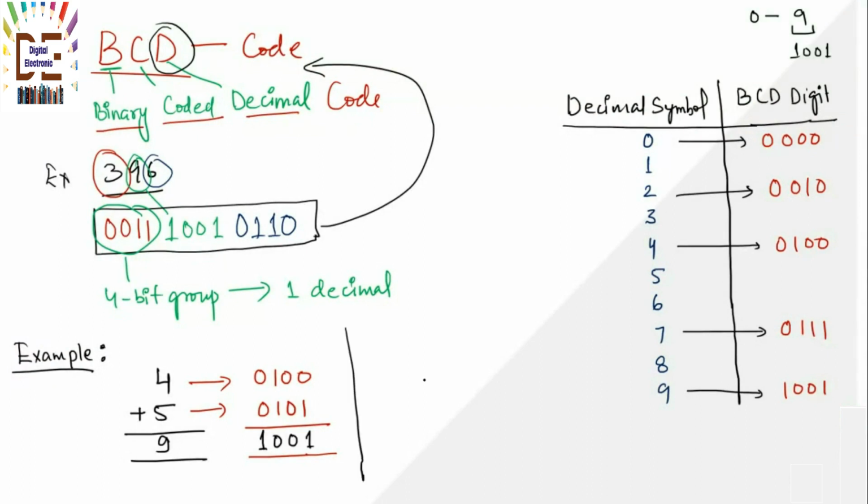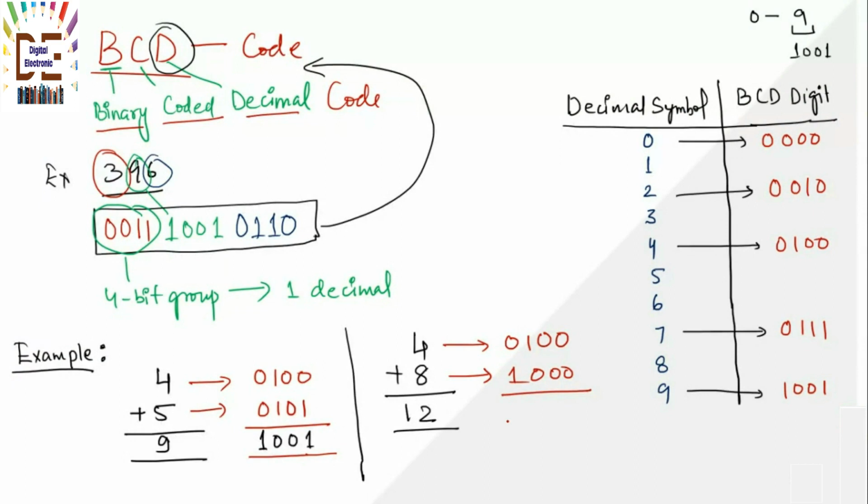Now take another example. In this example, I have to add 4 plus 8. What will be my answer? My answer will be 12. Let's take 4. The equivalent of 4 is 0100. And the equivalent of 8 is 1000.